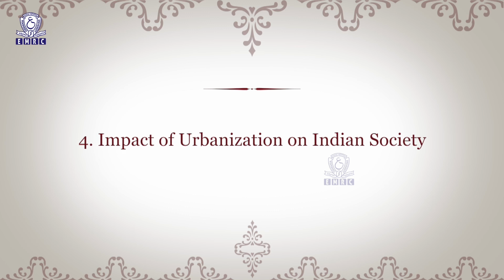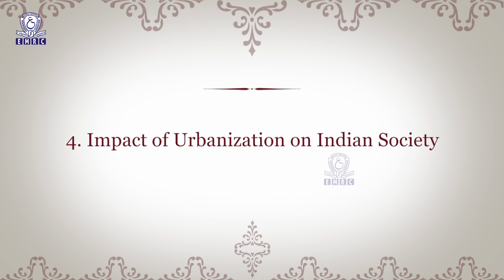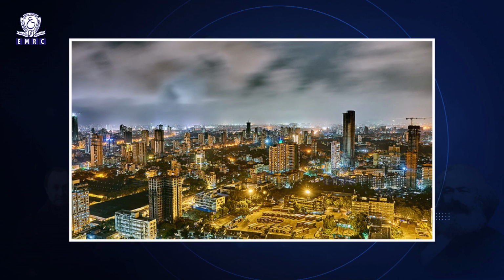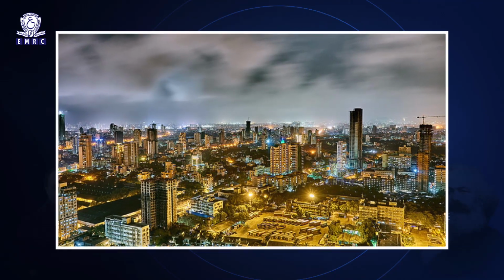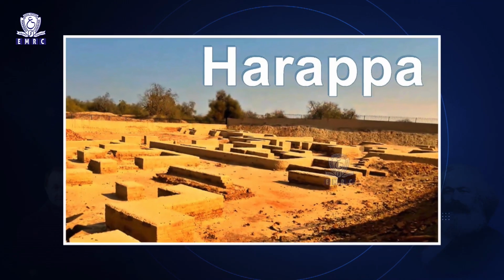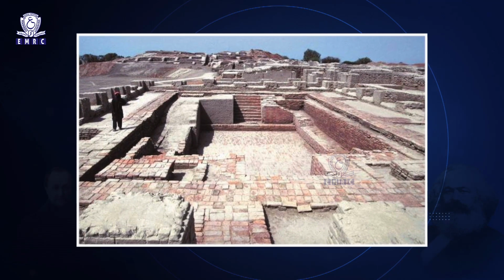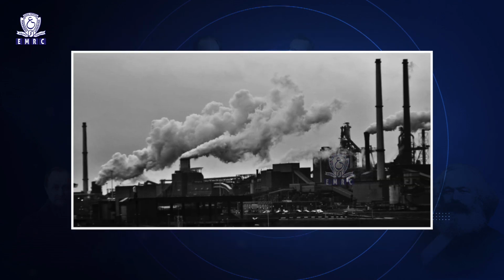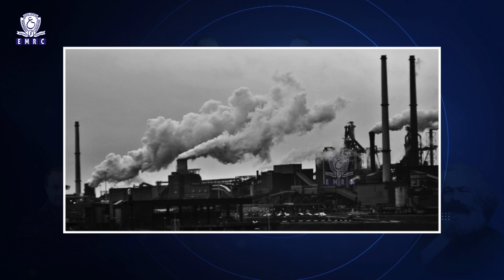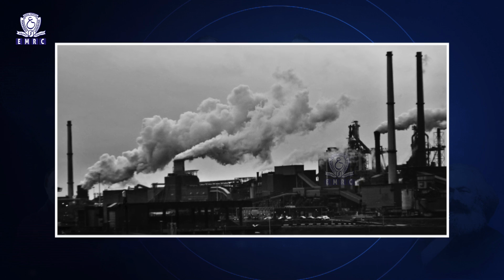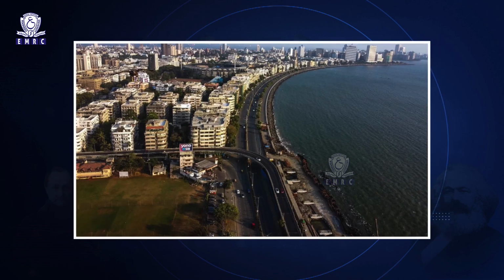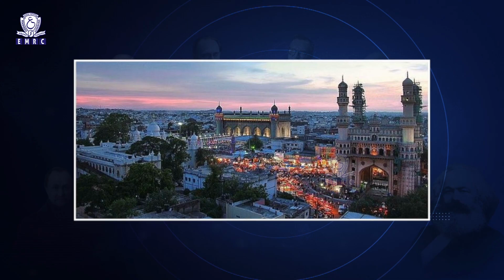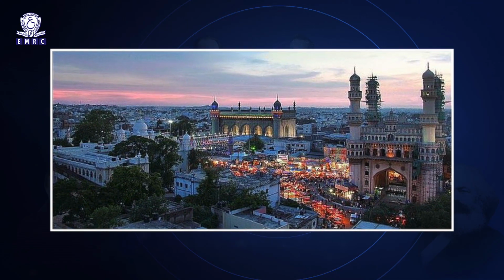Fourth one, impact of urbanization on Indian society. Urbanization is not a new phenomenon. It has existed for centuries, right from the period of the Harappa and Mohenjo-daro civilization. However, after the Industrial Revolution, new urban centers have been developed. New cities have come up in industrial towns like Mumbai, Surat, Bangalore, Hyderabad and so on in India. Urbanization is also taking place in newly developing areas in spite of the absence of industries.